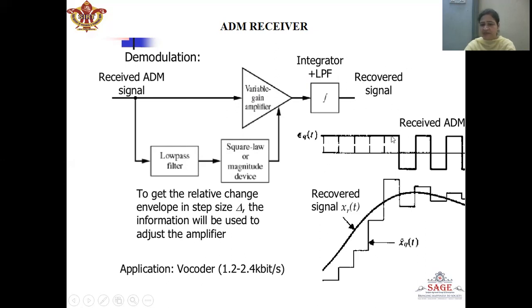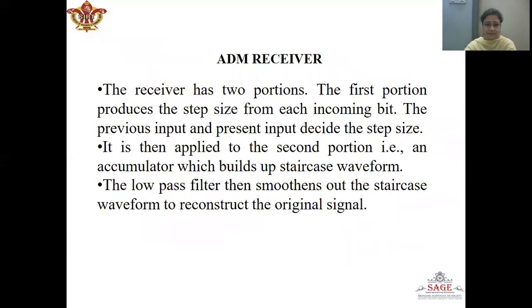So here you can see when e_q(t) is positive for continuous samples, the step size goes on increasing, and the output signal will be closer to this quantized signal. Because it is given to the low pass filter, we will get the received signal which is similar to the message signal which was transmitted at the transmitter. So here we can see the receiver has two portions.